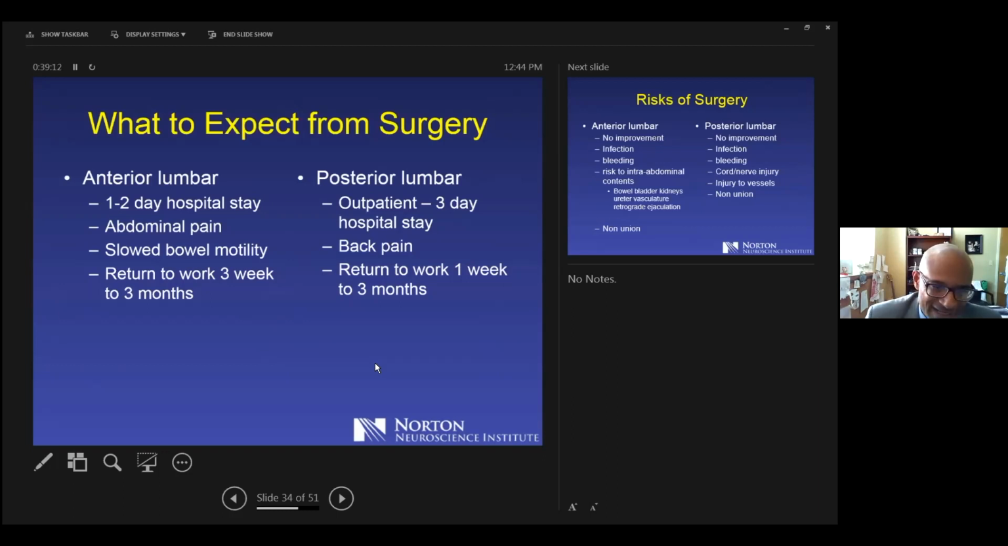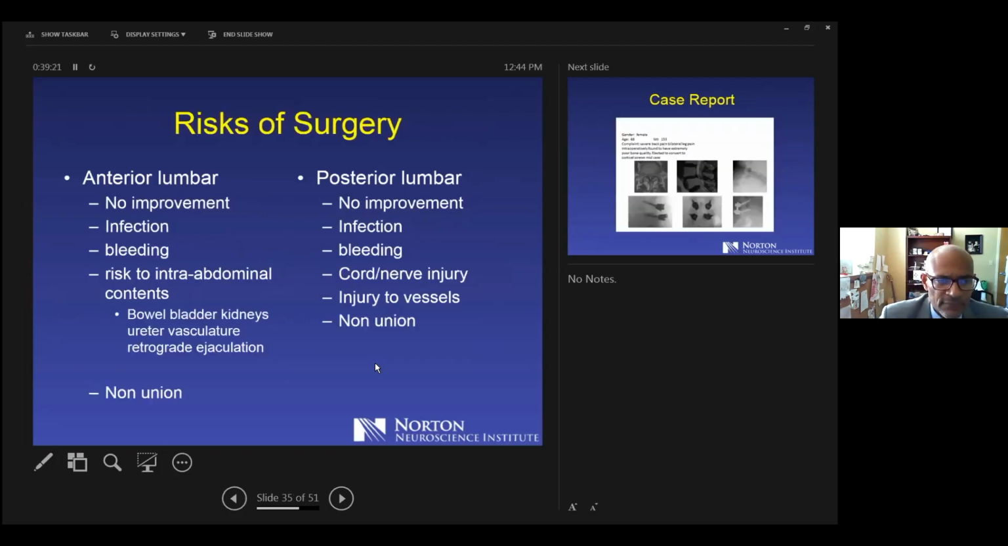If you're doing a fusion, outpatient if you're just doing a decompression. Have a little more postoperative back pain, and depending on what you do, if you do a fusion, you're typically going to be out 3 months. The risks of these are going to be relatively the same, with the exception of the anterior lumbar having risk to all that intra-abdominal contents. And that's just kind of what this is showing.